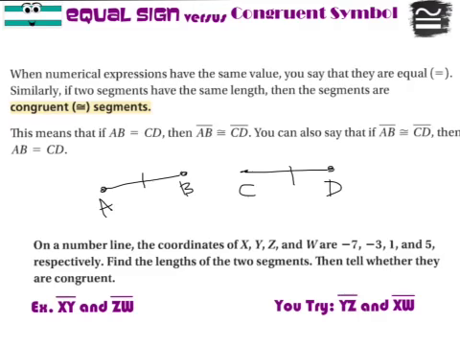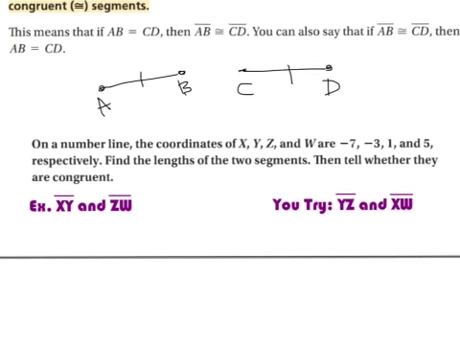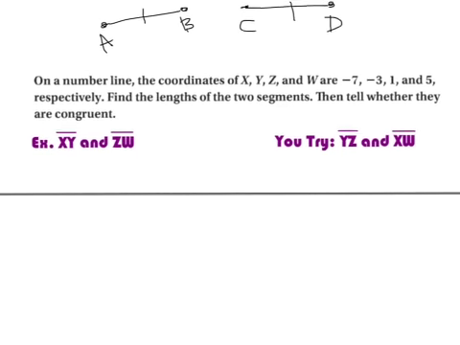Alright, so on a number line, the coordinates of x, y, z, and w are -7, -3, 1, and 5, respectively. Find the lengths of the two segments, then tell whether they are congruent. So here's our first example, and there's your U-try problem.